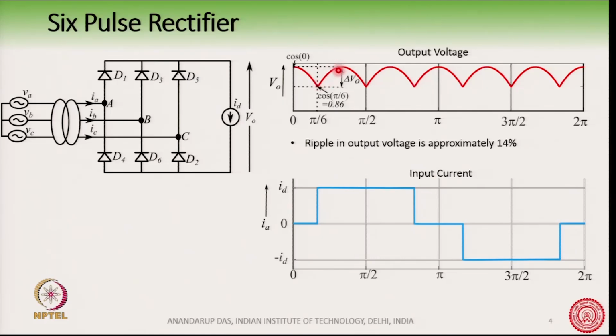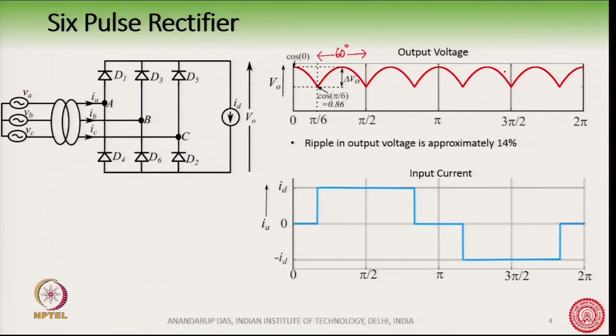So, the peak to peak ripple here, if this value is 1, that is cos 0, and this value will be at 30 degree, because this total length is 60 degree. So, this is 60 degree here, and half of it is 30 degree, and cos 30 degree or cos pi by 6 is equal to 0.866. Therefore, the peak to peak ripple is close to 14%. There are 6 lobes, okay. That is why this is called a 6 pulse rectifier.